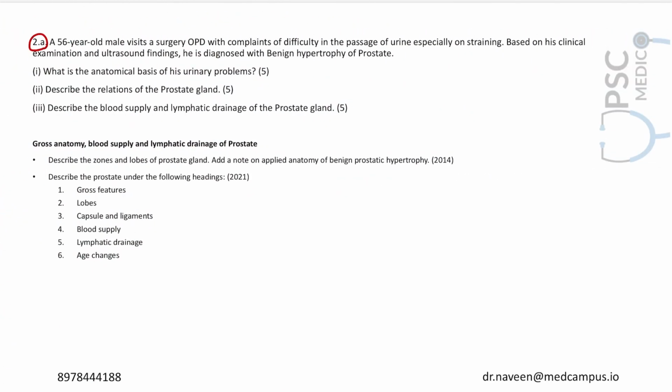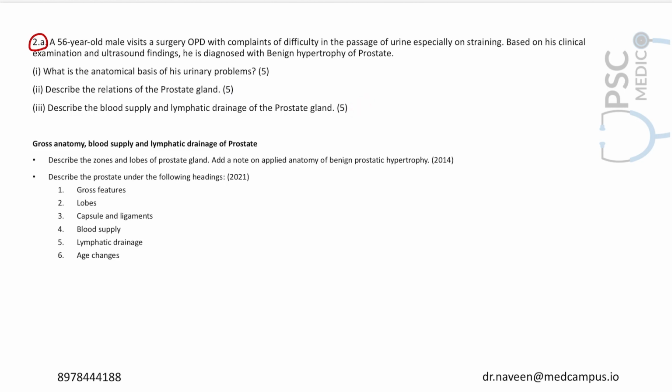Now question number 2, let's run fast. A 56-year-old male visits surgery OPD with complaints of difficulty in passage of urine, especially on straining. Based on his clinical examination and ultrasound findings, he is diagnosed with BPH, benign prostatic hypertrophy. What is the anatomical basis? We did discuss this in detail in the BPH video of general surgery again, and relations of the prostate gland, and also blood supply and lymphatic drainage of the prostate gland.